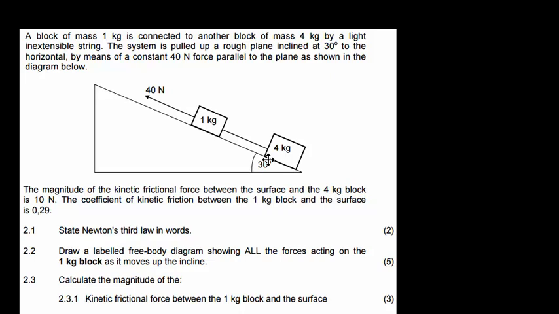So that's important. Another thing that's important is if I'm working with objects, the mass has an effect. So they would say a light string, in other words, ignore the weight of the string. It's not like a cable or a chain that maybe is also difficult to pull. So that's all they mean by a light inextensible string. The system is pulled up a rough plane. What does that mean? There's friction.